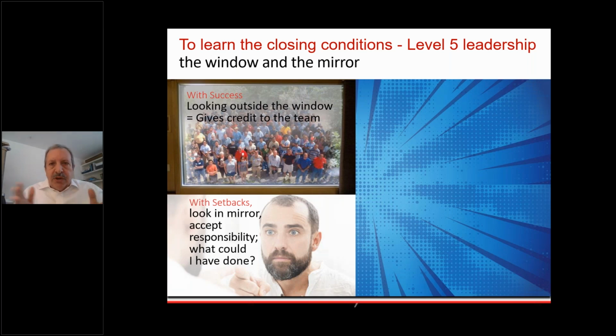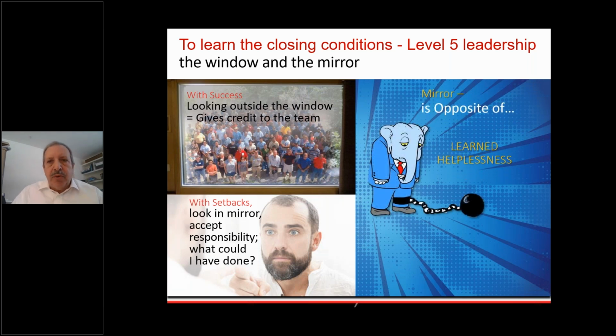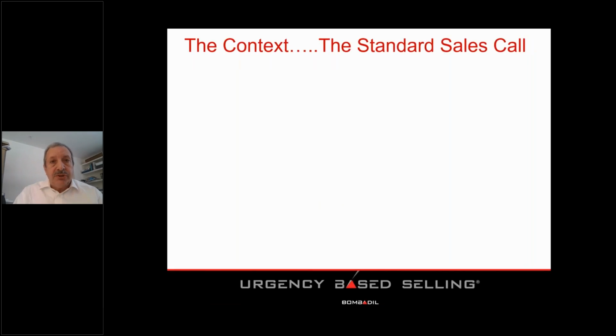So in a dysfunctional company or dysfunctional leadership, these things are reversed. When things go well, you look in the mirror, you pat yourself on the back. When things don't go well, you look outside the window and ask yourself, who could I fire or who could I blame? So using the mirror properly is the opposite of learned helplessness, and it's key to developing the right mindset to earn the right to the closing conditions.